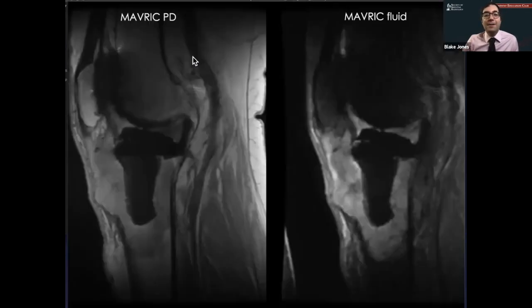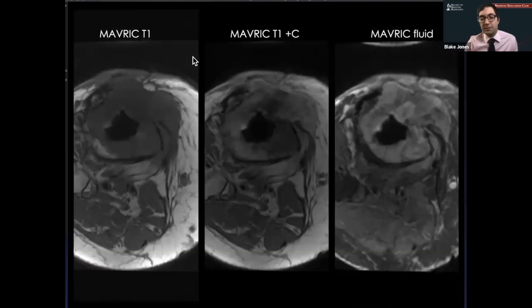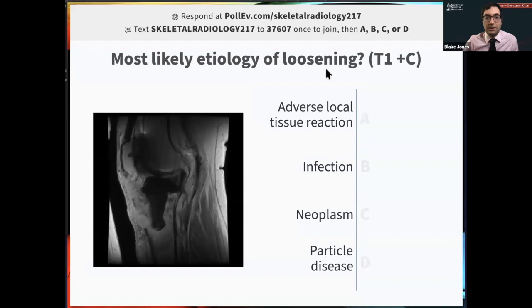All right, so I have here some Maverick sequences, which we'll talk about a little bit more at the end if you're not familiar with them. But we have a PD type sequence and a fluid sensitive sequence here of the arthroplasty. And here's some T1 post contrast in the middle, and then a fluid sensitive sequence here. All right, so obviously, many of you said loosening, which is true, it's loose, but why? What's the cause?